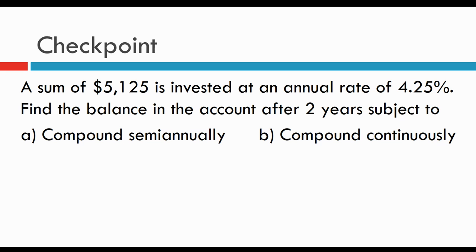So go ahead, pause the video, try to find these two scenarios here. We're talking about a sum of $5,125 being invested at a rate of 4.25%. After 2 years, what are the amounts compounded semi-annually and compounded continuously?